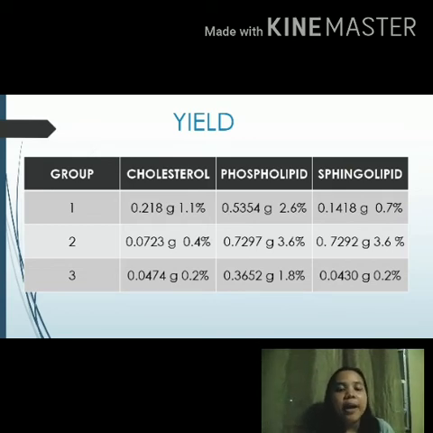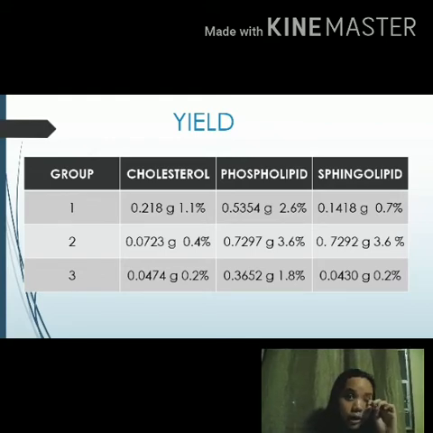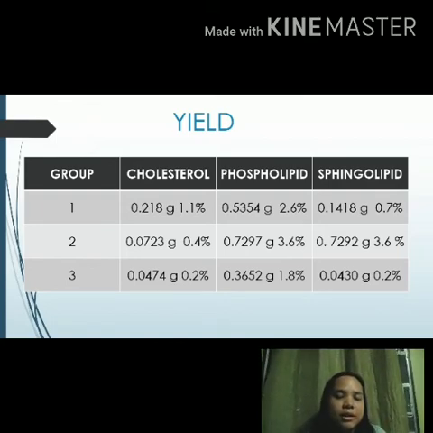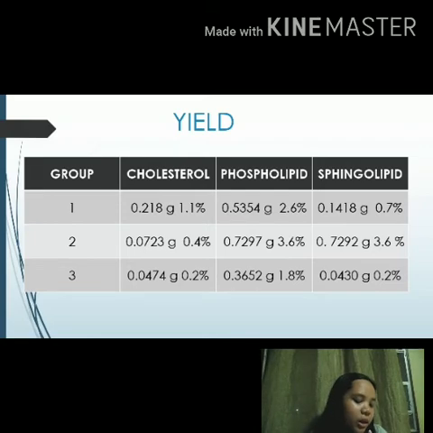Group 1 is Bea, Hans, Marty. Group 2 is Krisa, Micah, and Ira's group, and then Group 3 is me, Brittany, Jericho, and Z. As you can see, we really obtained a small amount of the lipids. The percent was obtained by dividing the obtained grams by 20 grams, which was the amount of sample used in this procedure.